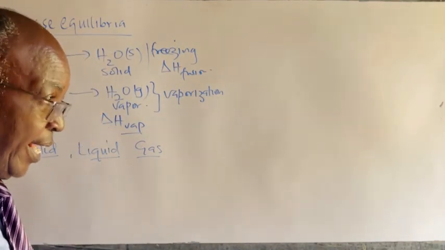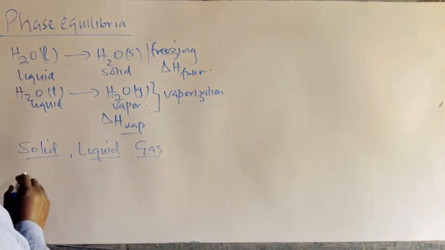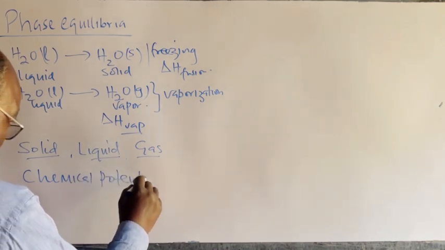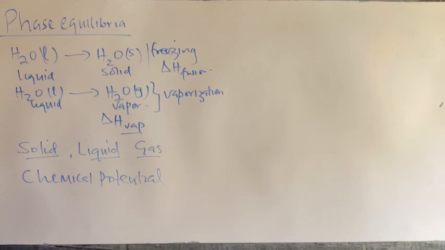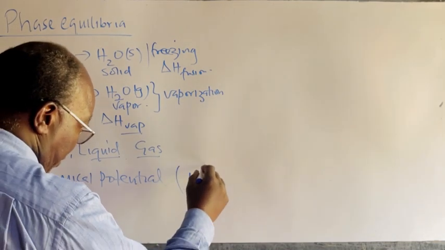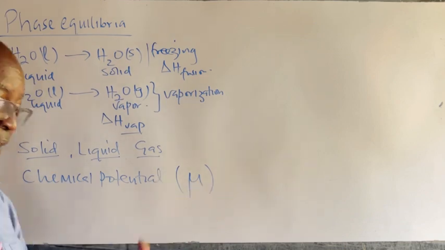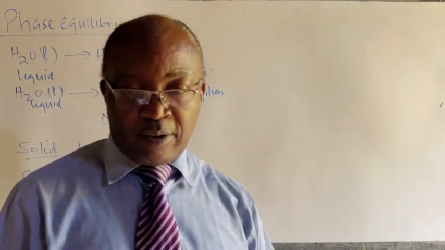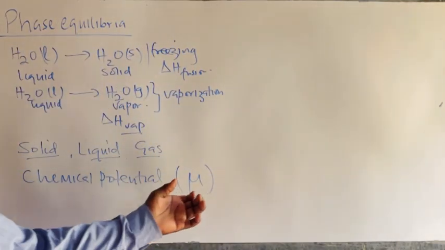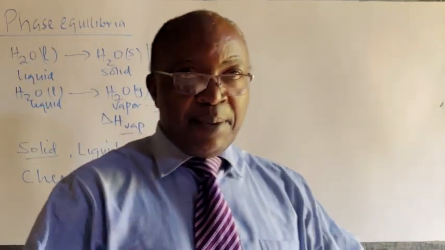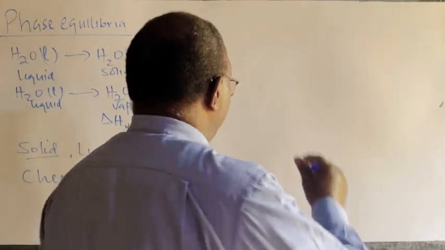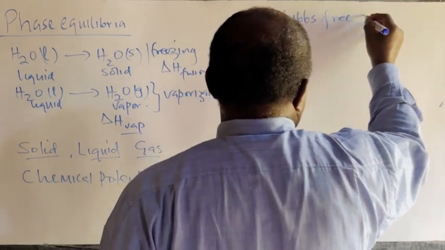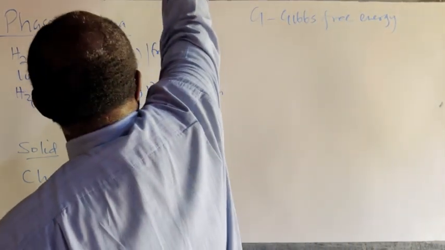And the key determinant here is what we call the chemical potential. And this chemical potential, we denote it as mu. So remember, don't confuse with other lectures in thermodynamics where we talked of mu JT, which was the Joule-Thomson coefficient. Here we are just saying the chemical potential, the notation is mu. And the chemical potential derives from the Gibbs free energy, G.